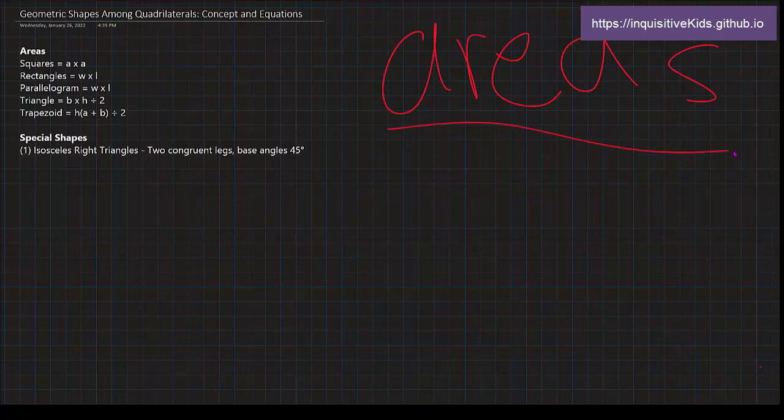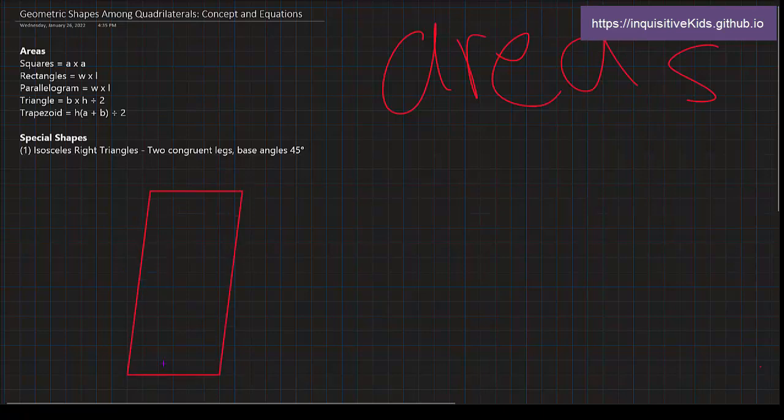So remember, area is the big word I want you to know from this video. These are just some formulas of how to find the areas of the shapes. For squares, it would be its own side length times itself another time, so it would be A times A. Rectangles is equal to width times length. Parallelograms is also width times length.